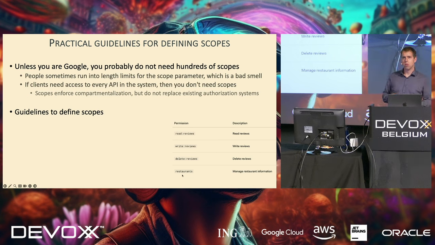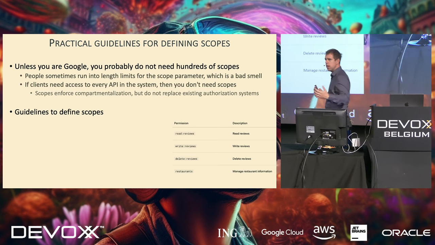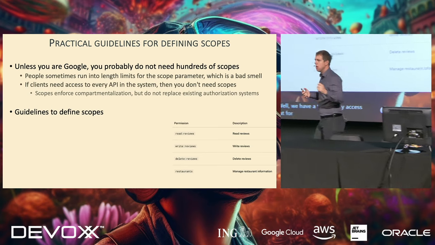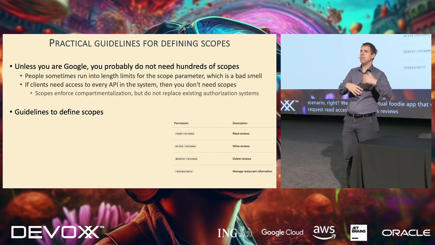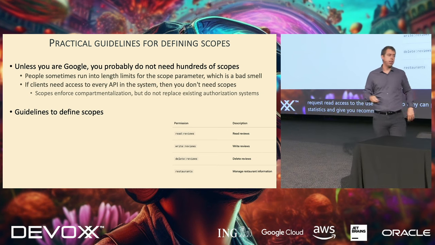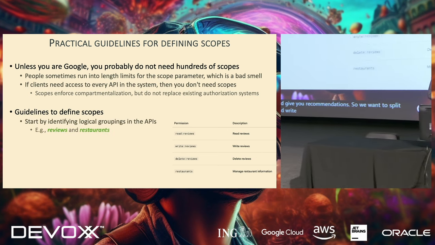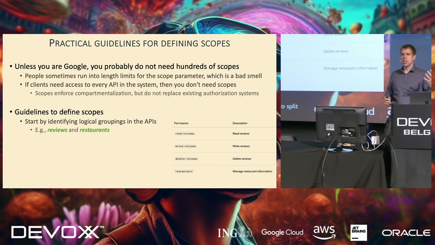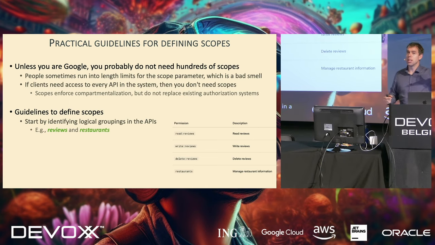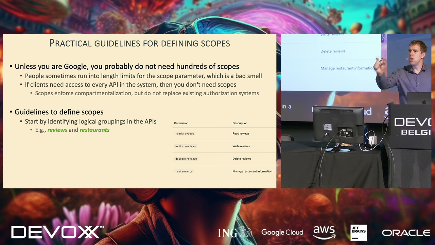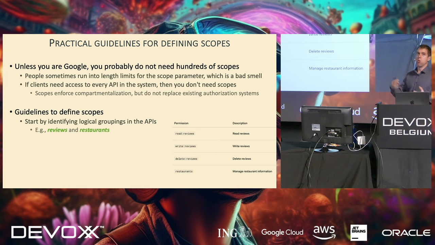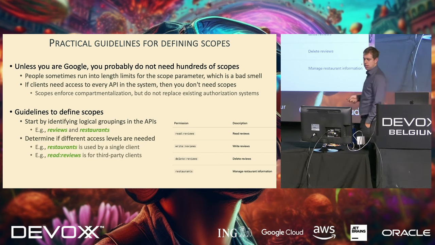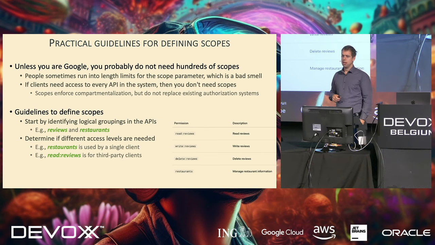For reviews, we have that third-party access scenario. We have that virtual foodie app that will request read access to the user's reviews so they can pull statistics and give you recommendations. So we want to split out read and write access. Why? So we can tell the user in the consent form, hey user, this application will only have read access to your reviews. They won't be able to write or post stuff on your behalf, just read. And that's why we add a custom scope for reviews.